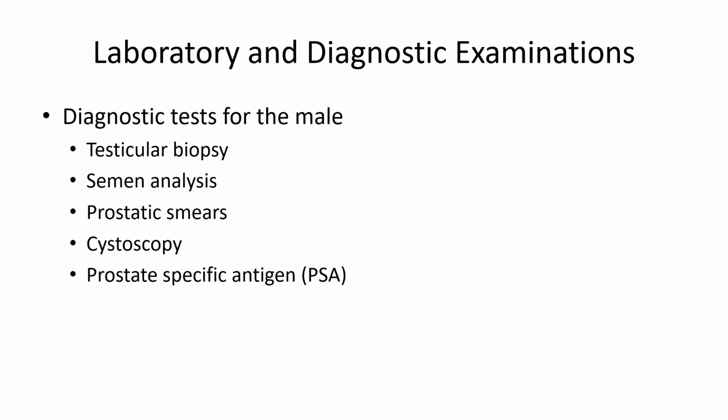It may be done by aspiration or incision, and I have included in my slides a picture of a testicular biopsy for you to look at. So again, it's done for the detection of abnormal cells and for the presence of sperm. It can be done via aspiration or incision. Tissue is going to be removed from the testicle when we're thinking about a testicular biopsy.